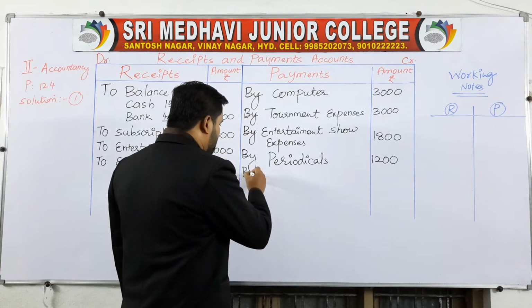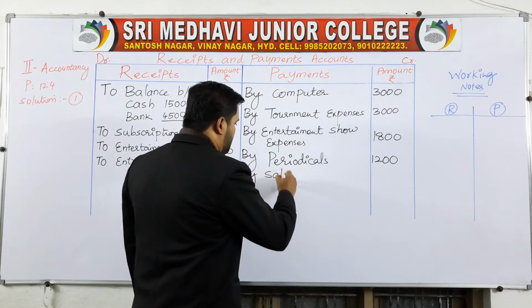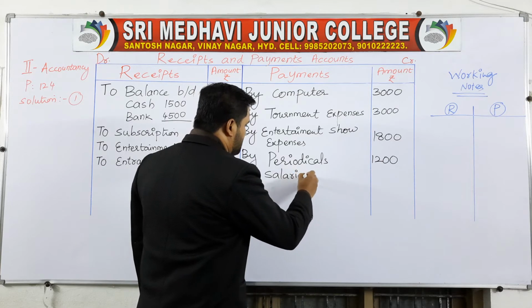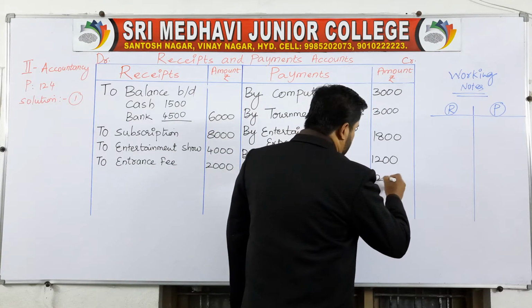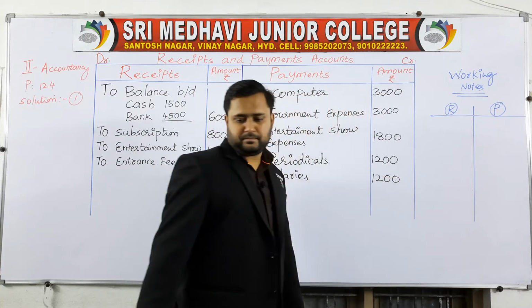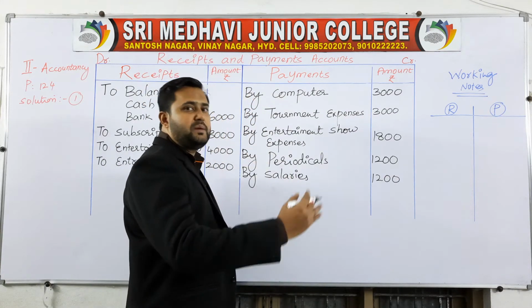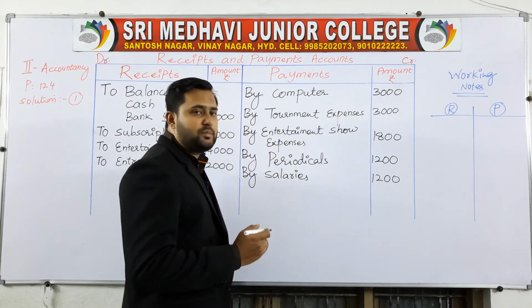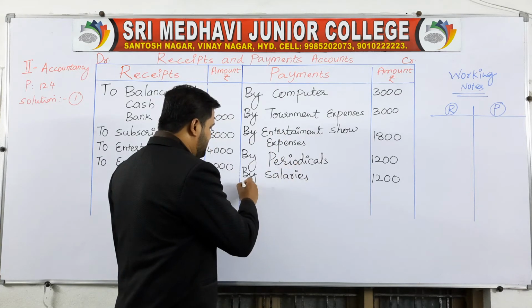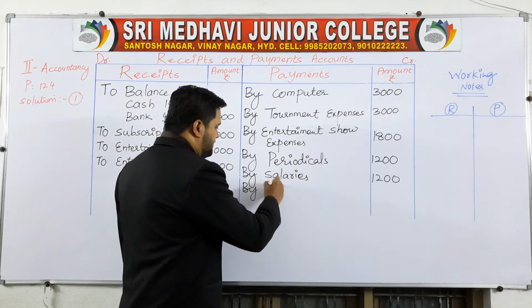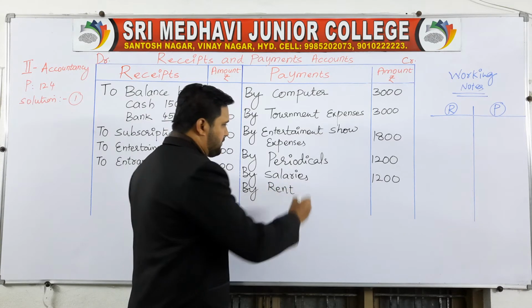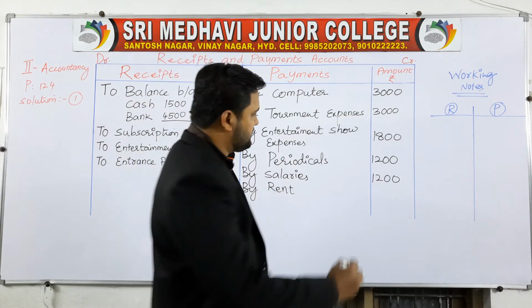Right. By salaries, 1200. Rent paid. So you are making some payment for the purpose of rent. You have to write on the payment side, credit side, by rent. How much is the amount? 4000.